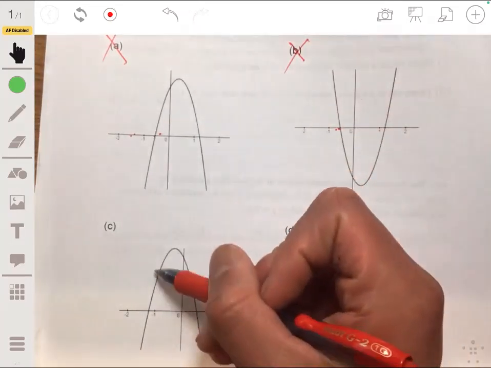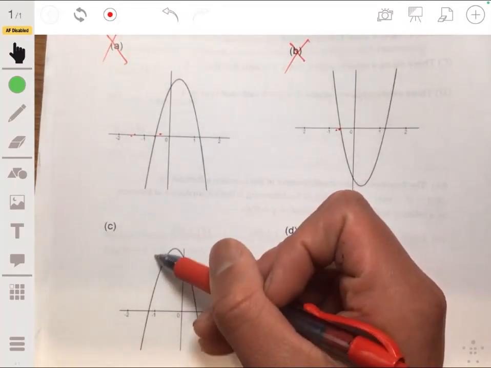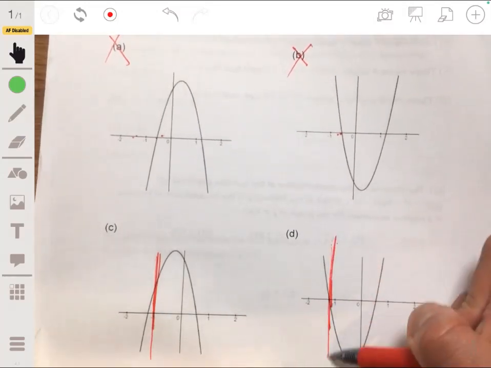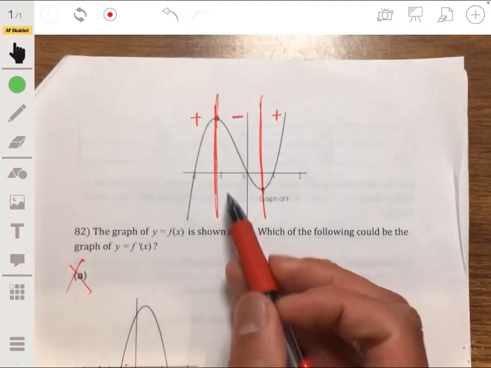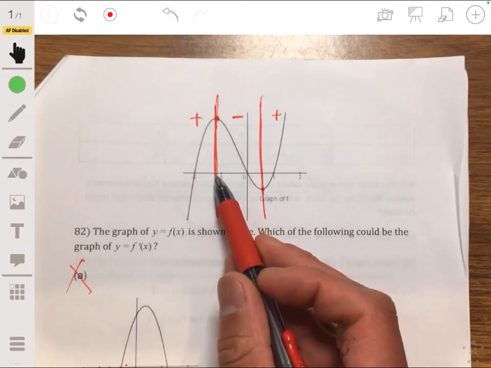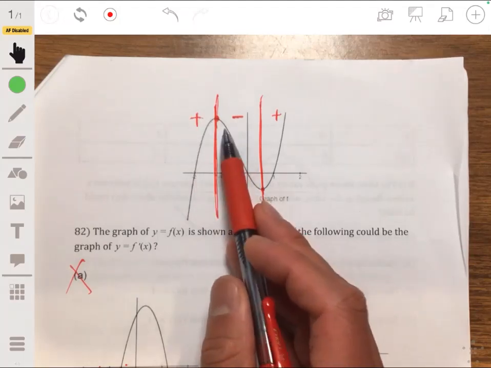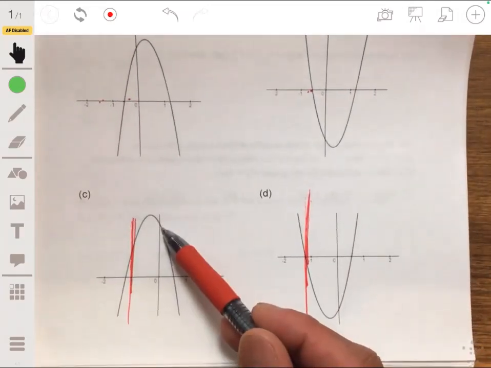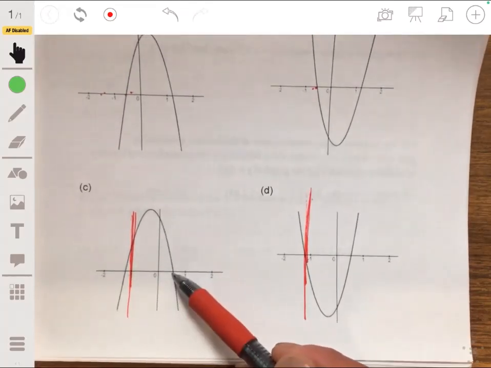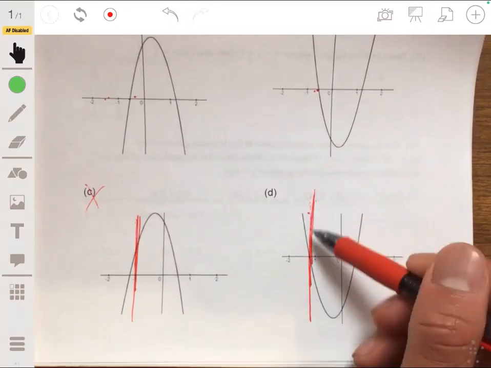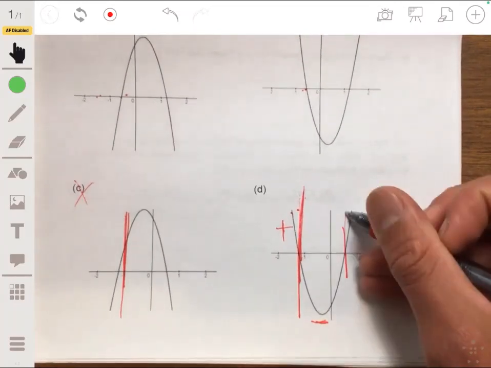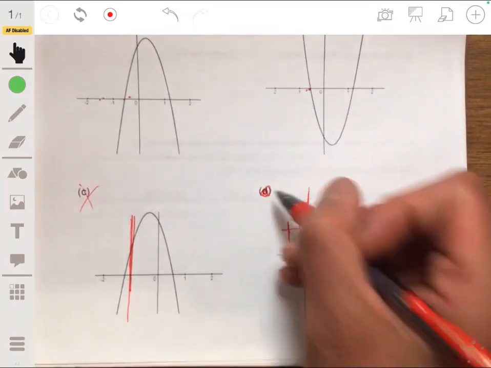So let's draw a vertical line to kind of see where I'm getting at. You can see how at the point, let's say -1.3, it changes from positive to negative. But for this graph, it stays positive all the way until 0, or let's say until like 0.5. So it's not this one. It's going to have to be D, because that one changes from positive to negative here, and it changes back to positive over here. So the answer is D.